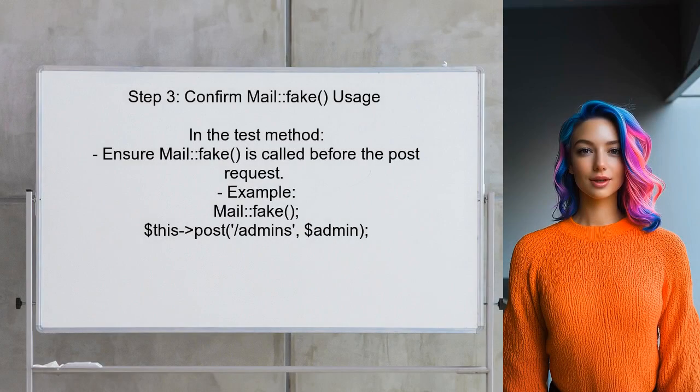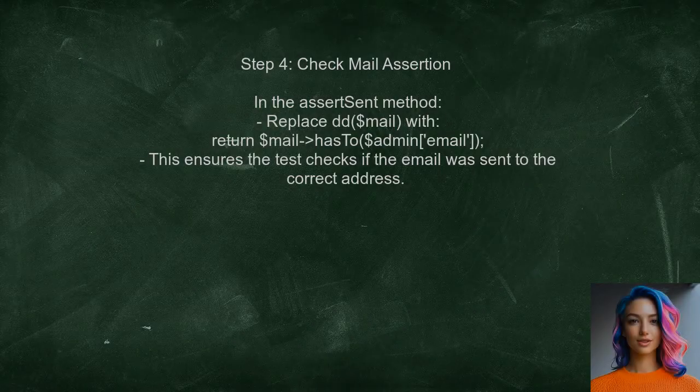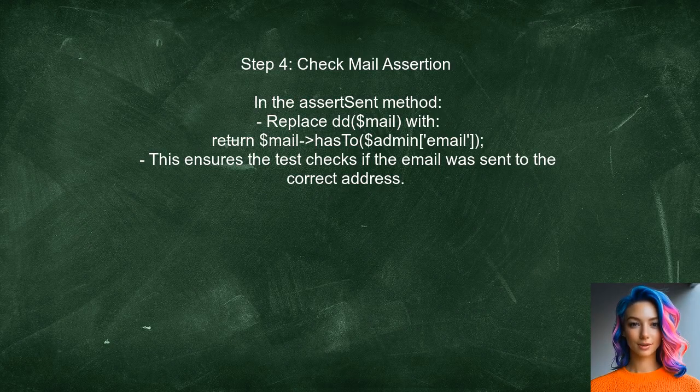After that, the user should confirm that the mail fake method is being called before the action that triggers the email. This is crucial for the test to intercept the mail sending process. Finally, the user should check the assertion for the sent mail. Instead of dumping the mail object, the user should return the result of the hasTo method to ensure the test checks the recipient's email correctly.